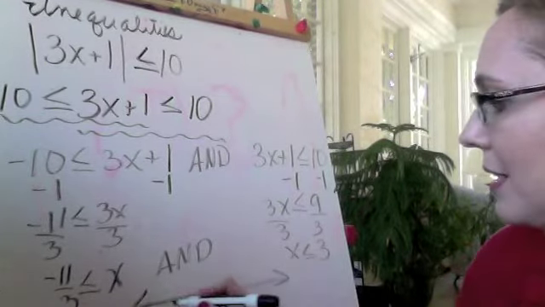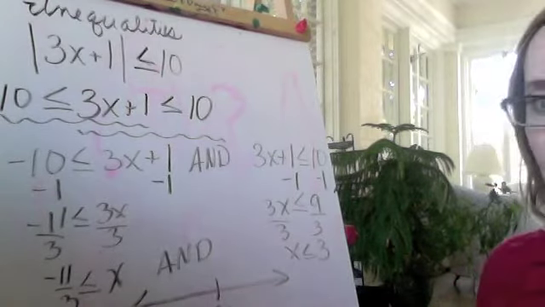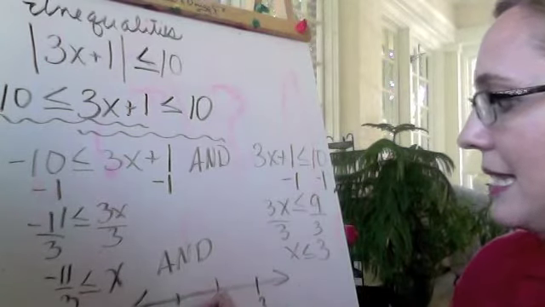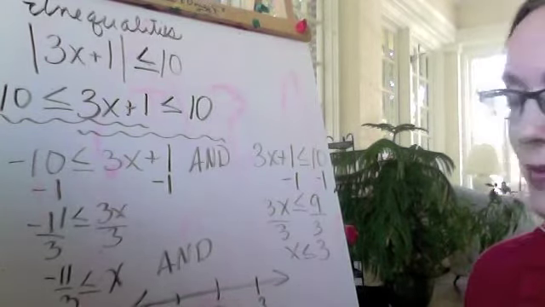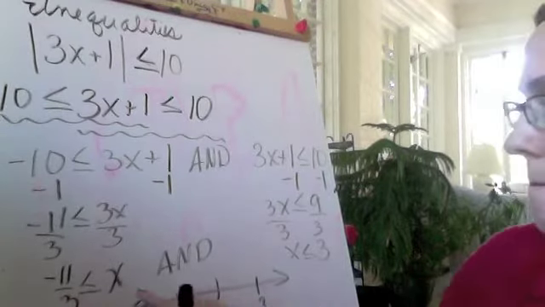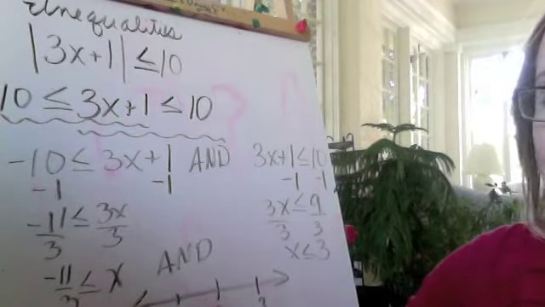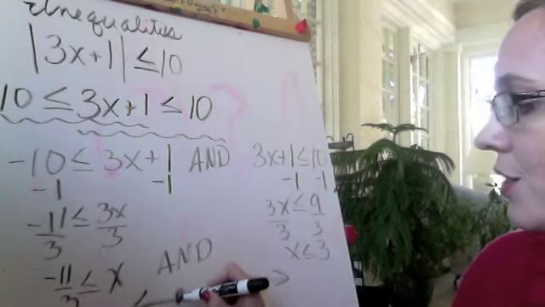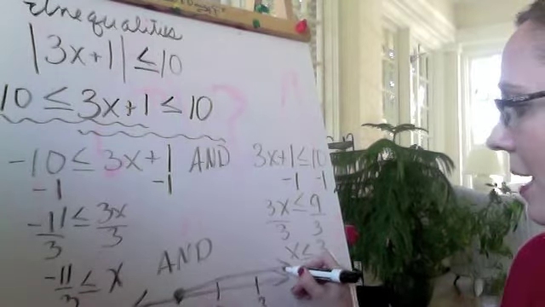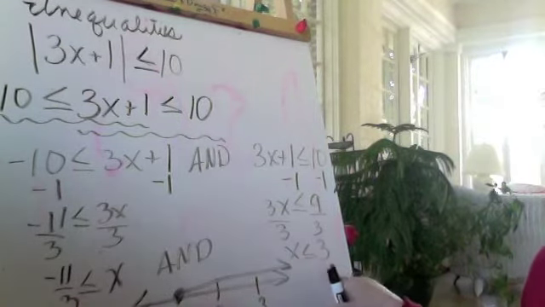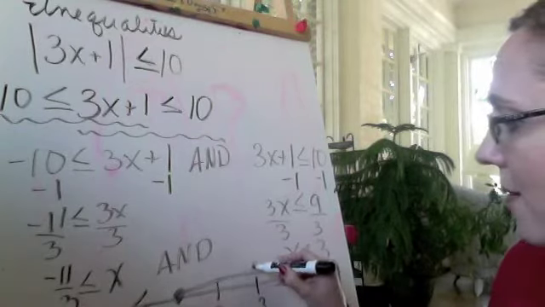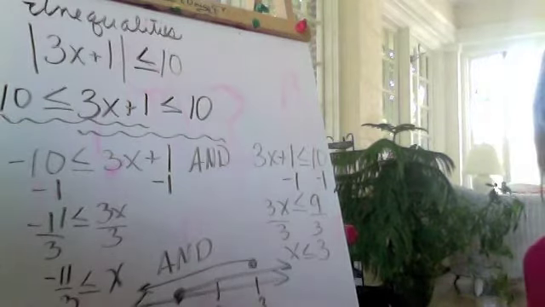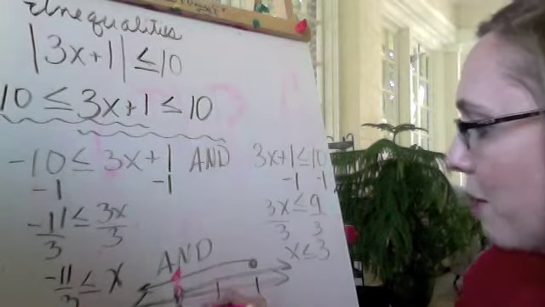Here's my graph. Here's 0. Here's 3. Let's say this is negative 11 thirds down here. So my negative 11 thirds is less than all of my numbers. So I'm going to have a closed circle here, and it's going to be going this way. And x is less than or equal to 3, so I have a circle on the 3 going this way. My solution is going to be this overlap right here.